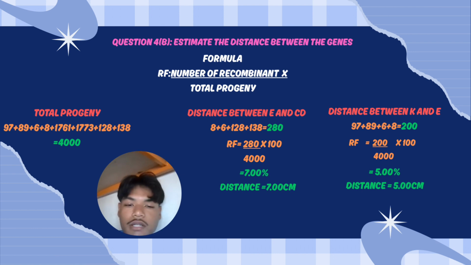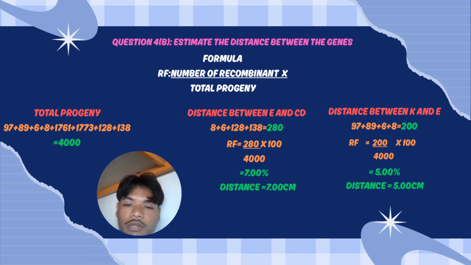Next is to find the distance between E and CD. We add up everything between E and CD and we get 280. So we use the formula of number of recombinants over total progeny, and we got the answer of 7.00%. So the distance is 7.00 cM.